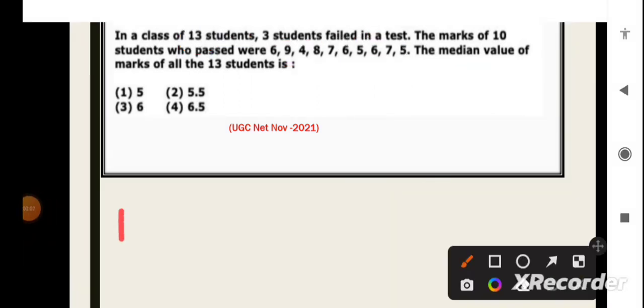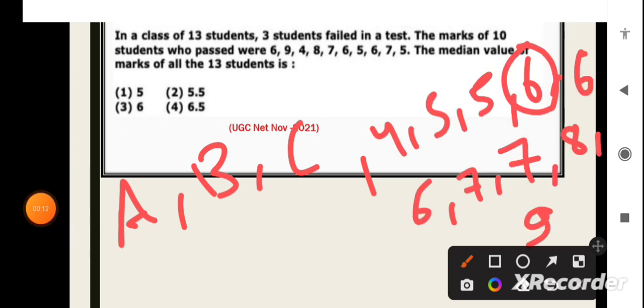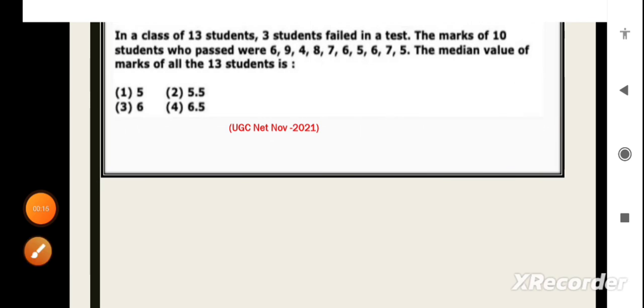Students who failed can be represented by A, B, C. After solving this, we will get our answer, which is equal to 6, that is option 3rd.